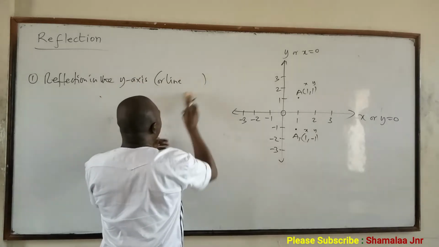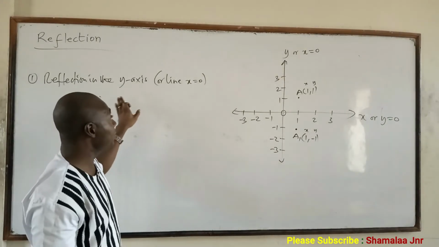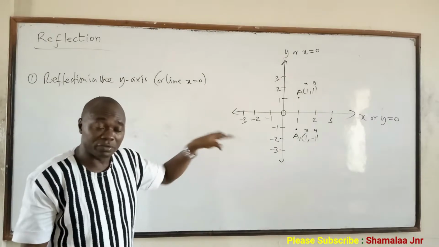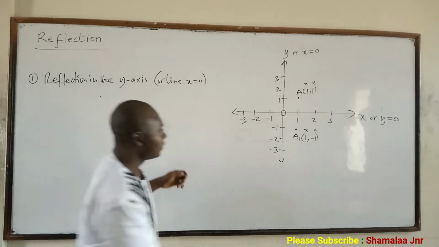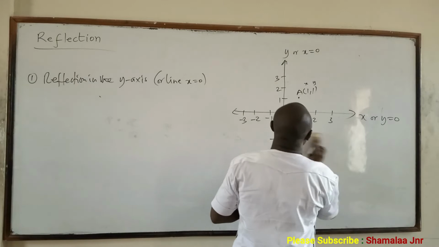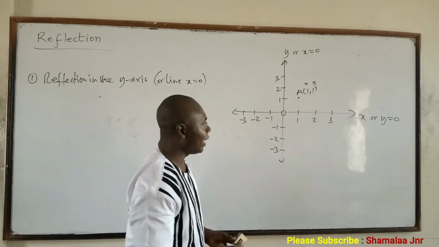Or line x equal to 0. Yes, at times they will not say y-axis, they will just say reflection in the line x equal to 0. So you have to know that they are talking about the y-axis. Now, let's use this same point, reflection in the y-axis.